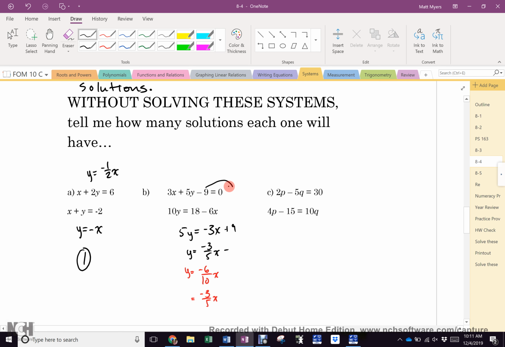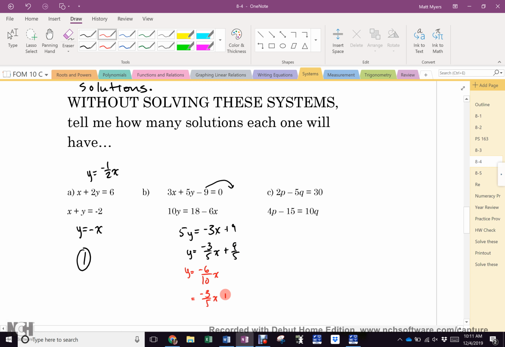I move the 9 over. It becomes positive. And then what? What did I do with that 5? So it's positive 9/5, right? Okay, then I check with the red one. I divided by 10, yeah?